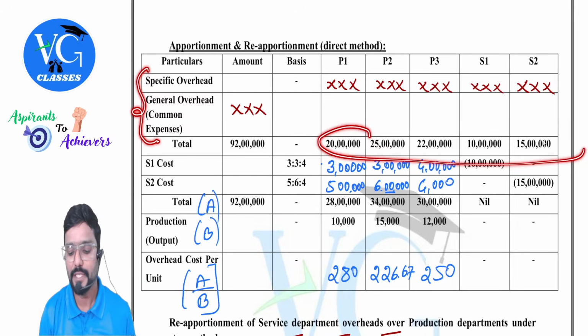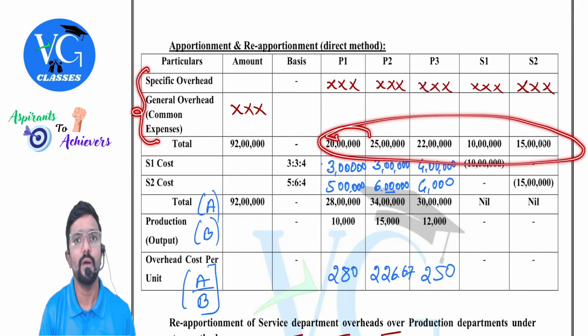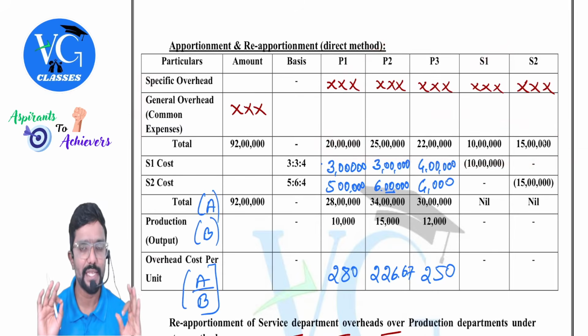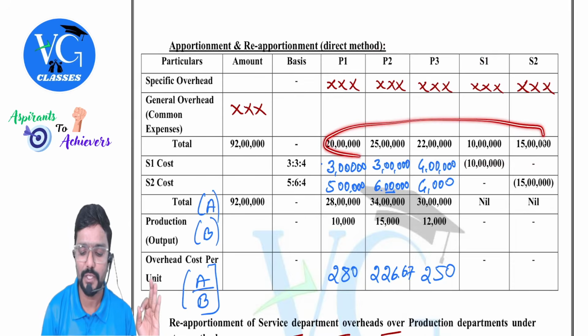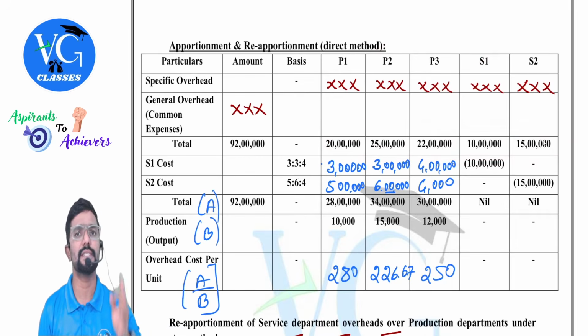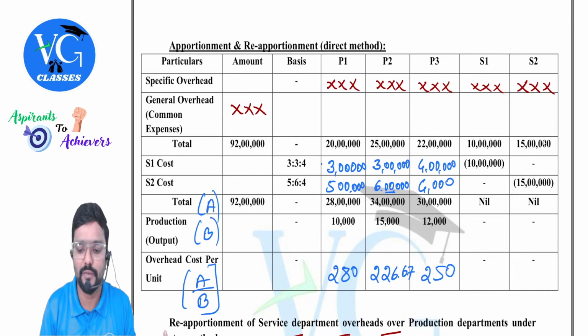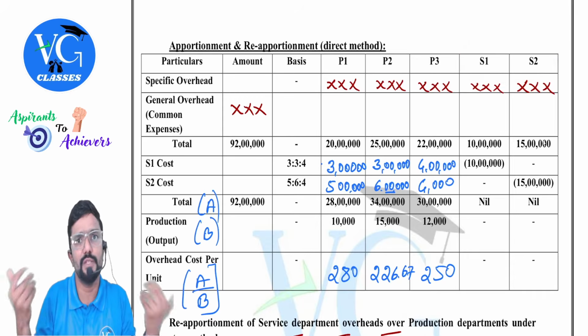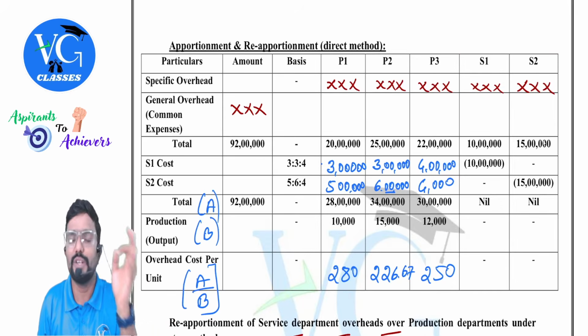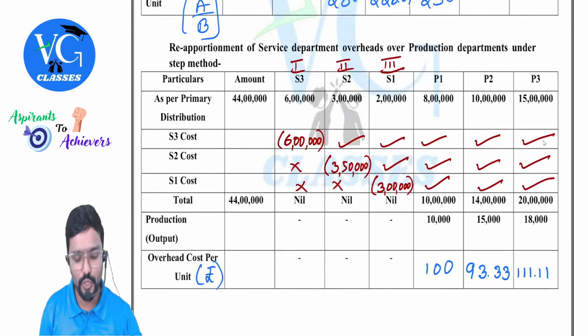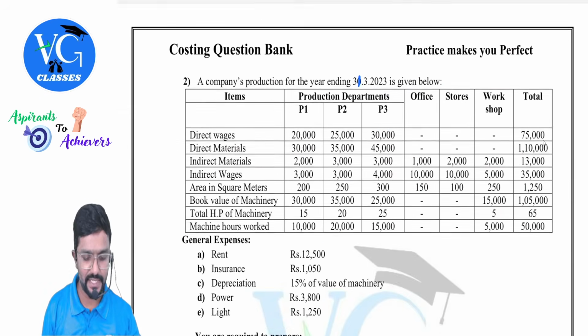At the end of primary distribution, we will have cost for whom? All the departments. That is production as well as service departments. Hope you are getting it. Why, sir? Because I would have incurred cost for everyone. Even the service department is doing some work. They are also receiving some benefit. So, should cost be allocated or apportioned to them also? Yes. I will show one question also, just for better understanding of this.